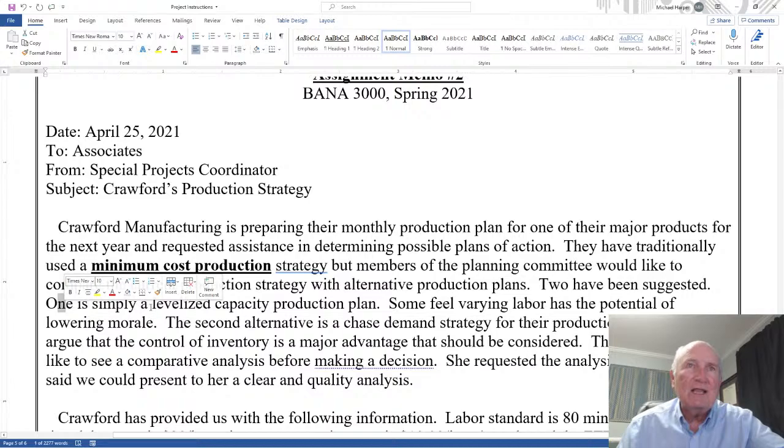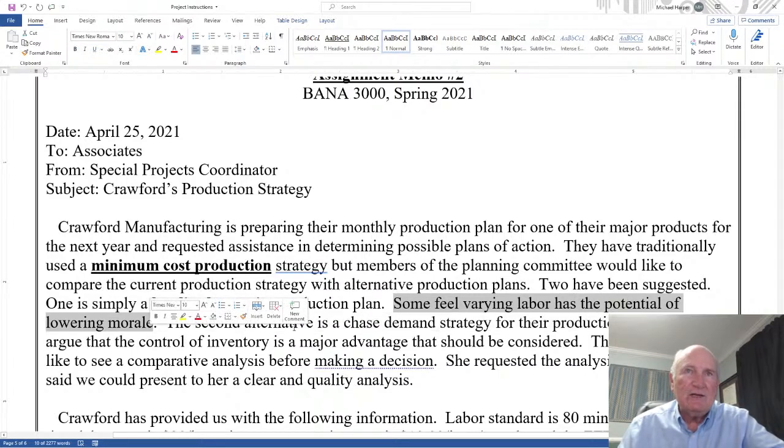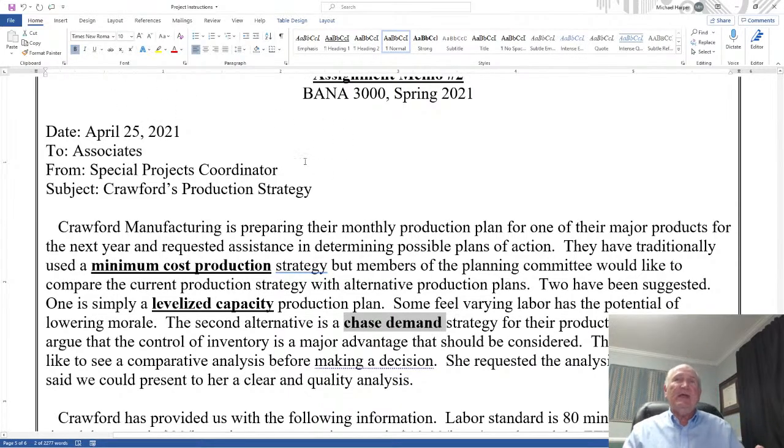One is simply levelized capacity. They want to compare the minimum cost with levelized capacity. Some feel varying labor has the potential of lowering morale. The second alternative is a chase demand. So some people want to see chase demand. They say, okay, let's compare this minimum cost with level capacity and chase demand, and let's do a comparative analysis.